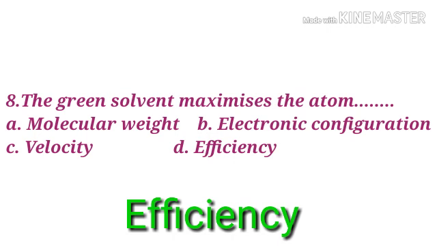The green solvent maximizes the atom dash. Options: molecular weight, electronic configuration, velocity, efficiency. Answer: efficiency. The green solvent maximizes the atom efficiency. For example, benzene can be replaced by toluene, and cyclohexane can be used instead of carbon tetrachloride.